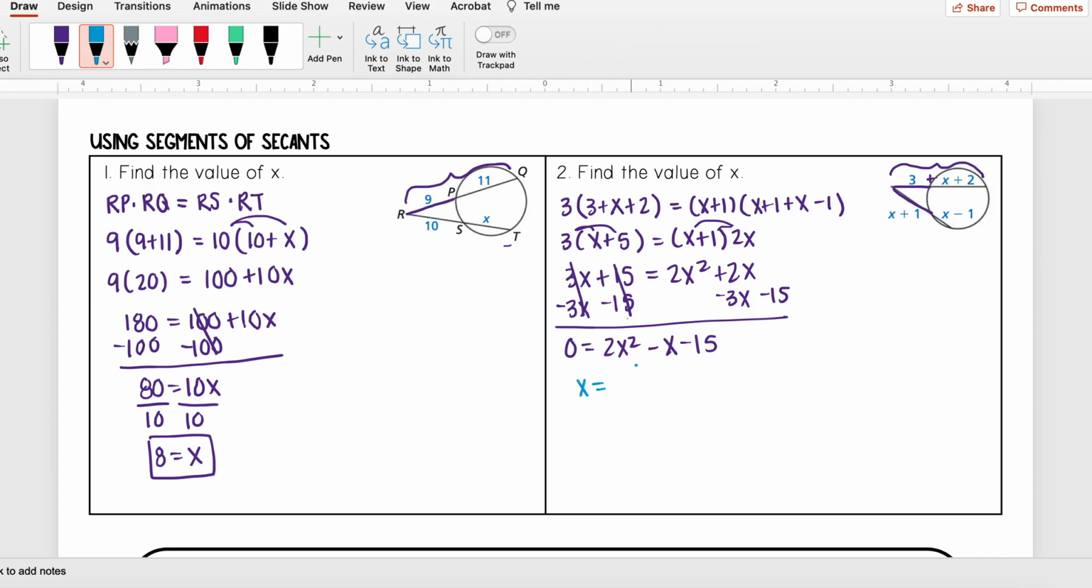So x equals negative b. My b here is negative 1, so I'm going to have the opposite of that. So 1 plus or minus the square root of b squared minus 4 times a, which is 2, times c, which is negative 15, all over 2 times a, which is 2. And so I got my a, b, and c by looking at the coefficients in front of those terms.